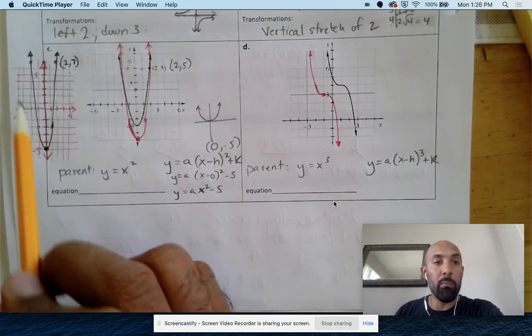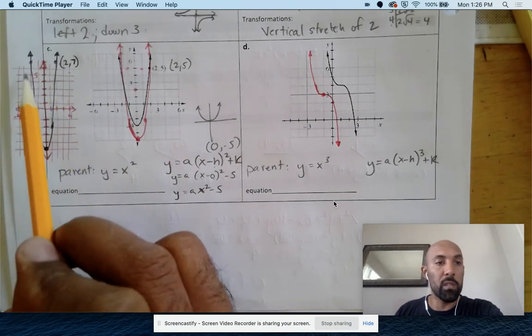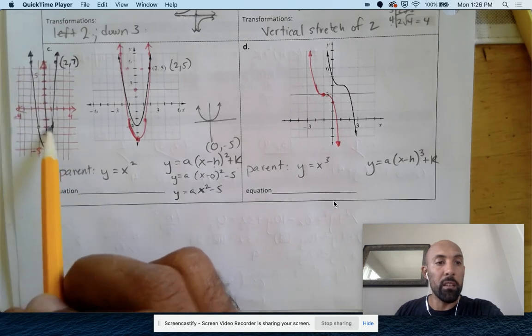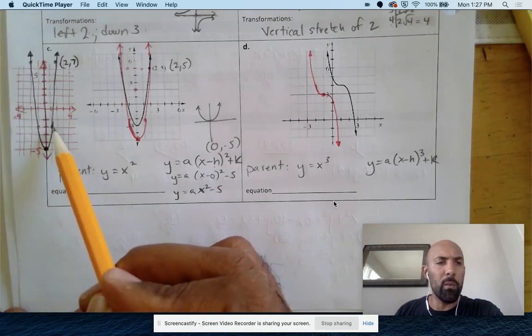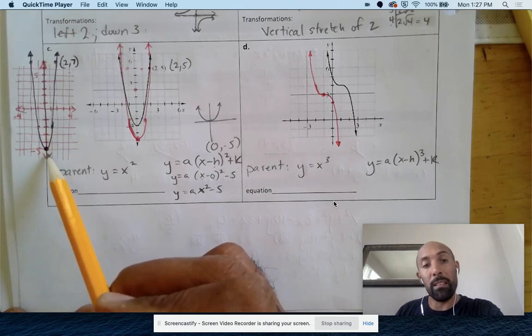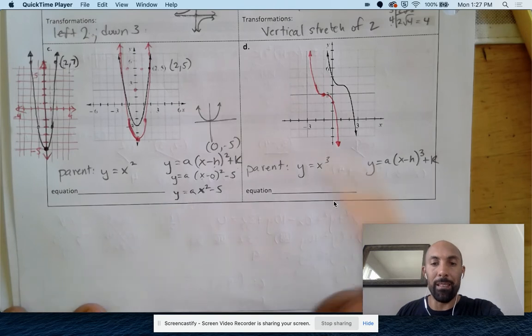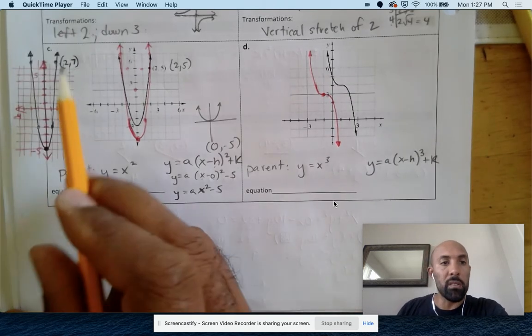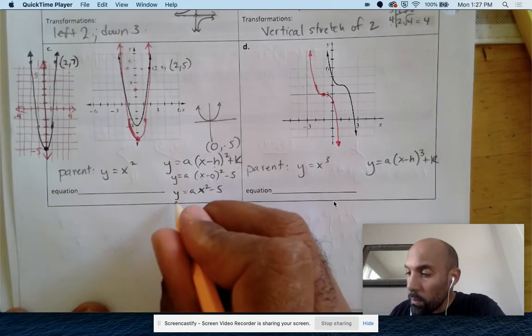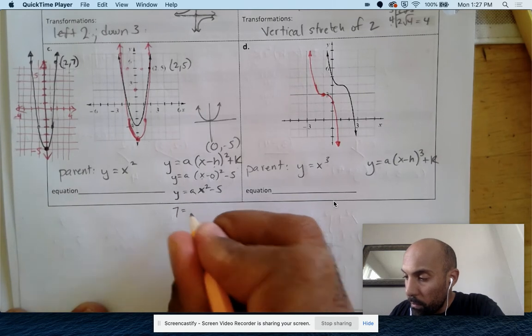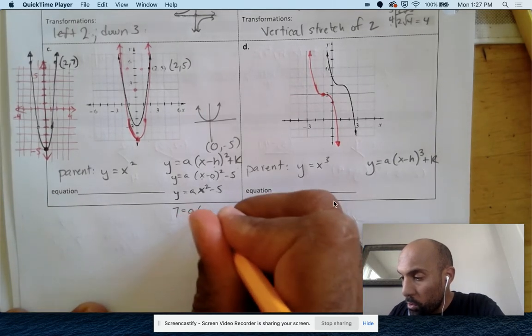Now, any point on your graph works. I could use this one as well, negative 2, 7. I could use this one right here at 1 and, what is that, 1 and negative 2. But the only one I can't use is the vertex, because if I plug in the vertex, it cancels out the a, and then there's nothing to solve. Okay, so let's plug in 2, 7. So the y value is 7. X value is 2.